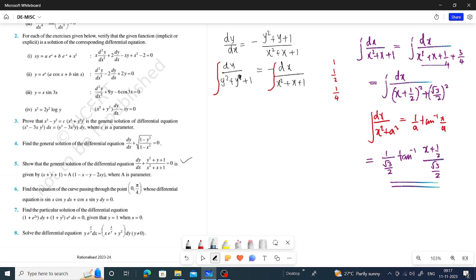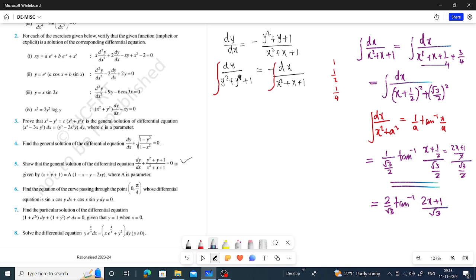The left hand side is also the same terms, but the difference is in the variable only. So here we can write it as 2 by root 3 tan inverse. This I can change as 2x plus 1 by 2 over root 3 by 2. This 2 and 2 get cancelled. So I can write it as 2x plus 1 by root 3. So this is the solution.